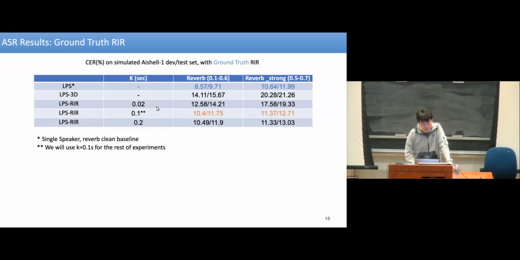And we can see that with this new room impulse response based spatial feature, the result improved quite a lot. Now this number ranges from 10 to 11, which makes it very close to its single speaker upper bound. Another good thing is that, unlike the 3D spatial feature, which has a large gap between the normal reverberation and strong reverberation, for our room impulse response based spatial feature, this gap is only about 1% absolute, which matches well with what we observed for the single speaker case. This means this feature works as we expected.